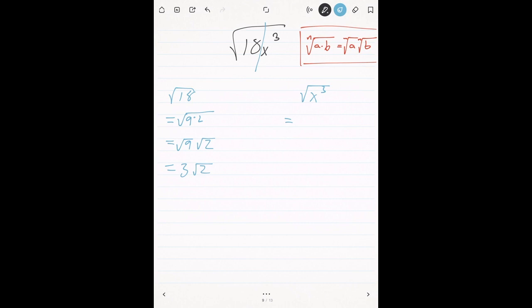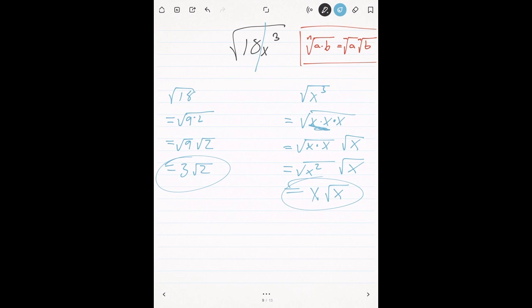Now x cubed, let's see, that's the square root of x times x times x. We're going to make a pair of x's, so we end up with the square root of x times x. And then we have 1 x by itself, that's okay. So we get the square root of x squared and 1 x by itself. The square root of x squared is just x. And the square root of x doesn't break down. Again, that's totally fine. Now, we have 2 separate answers here. We have split up the radical at the beginning, and we found the answers for each portion.